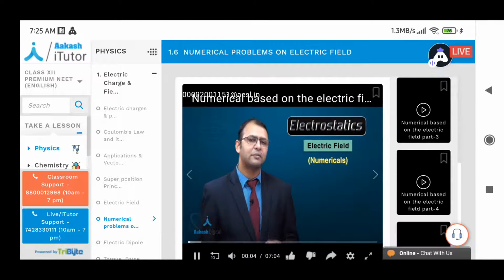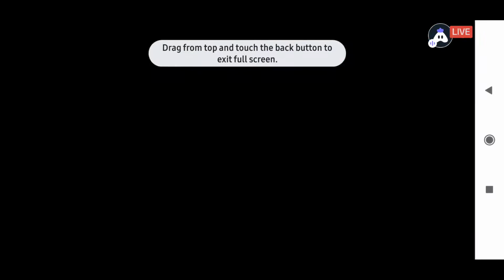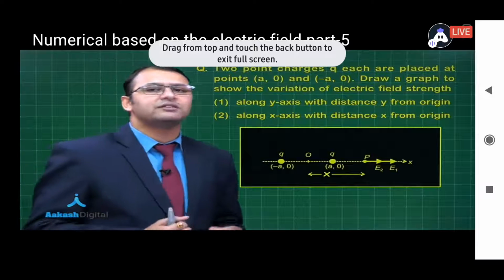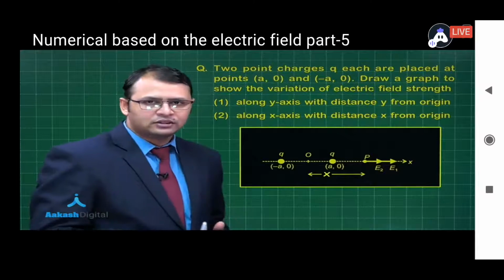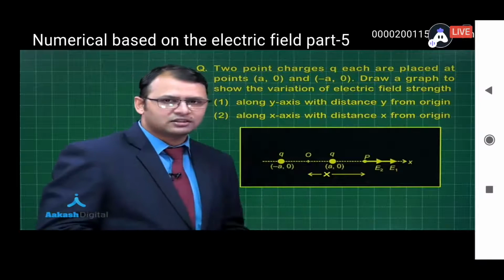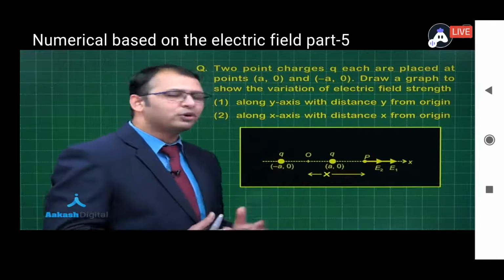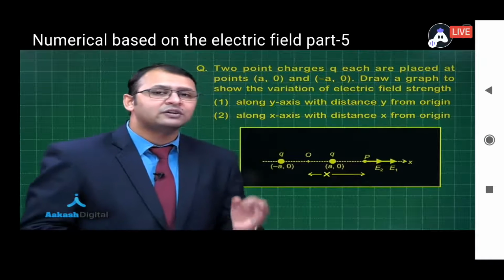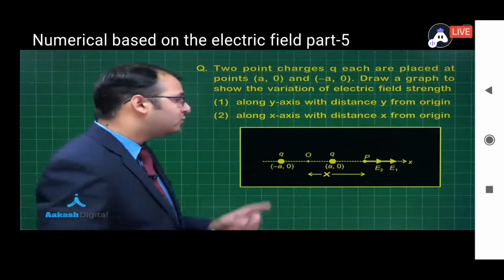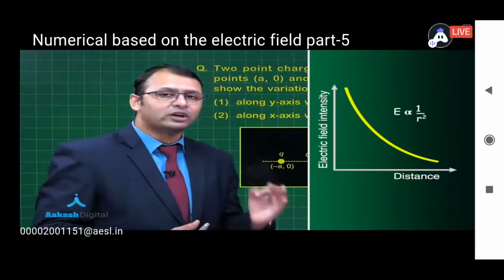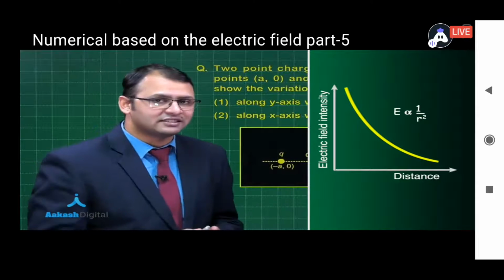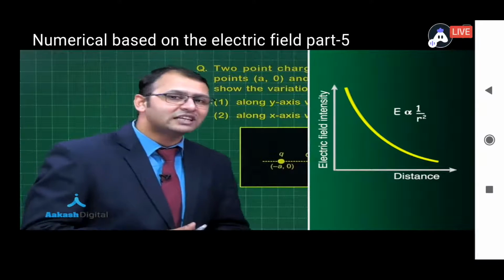Now let's take the second part of this question. In this second part, we need to see the variation along the x-axis. For a moment, just forget about the second charge. Just think from one charge's point of view. We have already understood that the electric field would be hyperbolic, where the electric field will not cut the y-axis and x-axis. I hope you remember from the previous lecture.